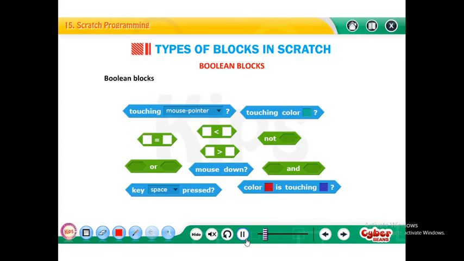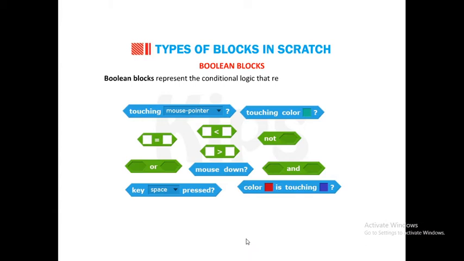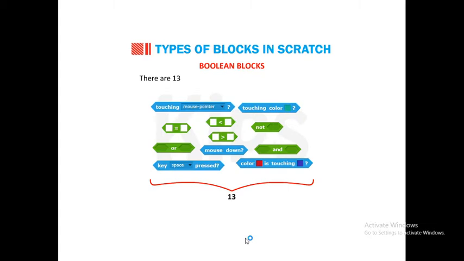Next one is Boolean blocks. Boolean blocks represent the conditional logic that returns either true or false. If it is true, it executes some statement. If it is false, it executes some other statement. Clear? Altogether, there are 13 of these Boolean blocks available, and all are almost hexagonal in shape.